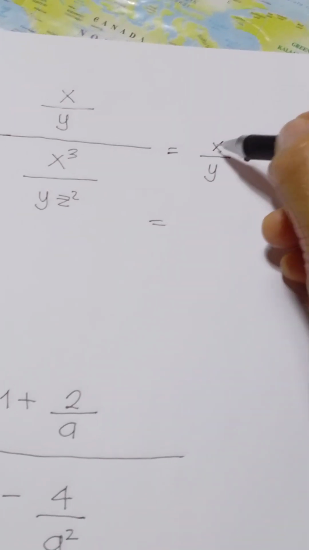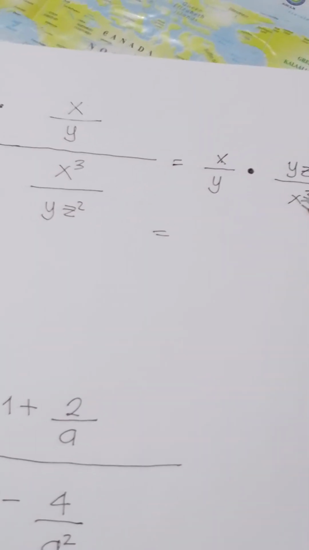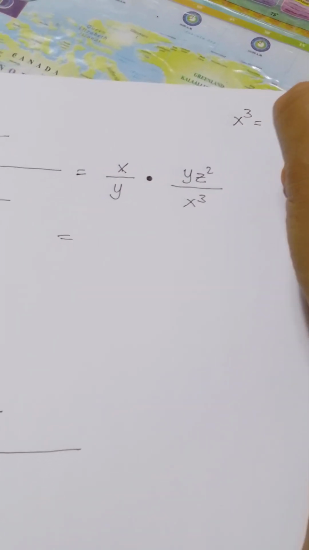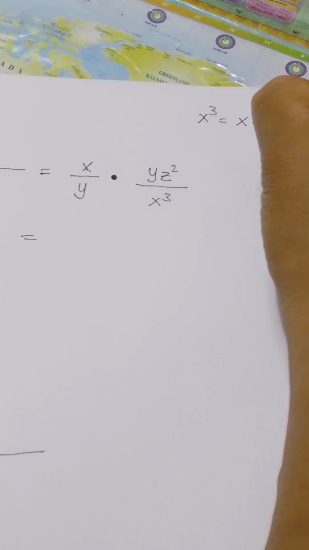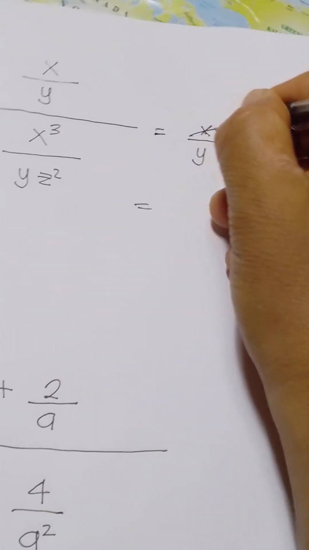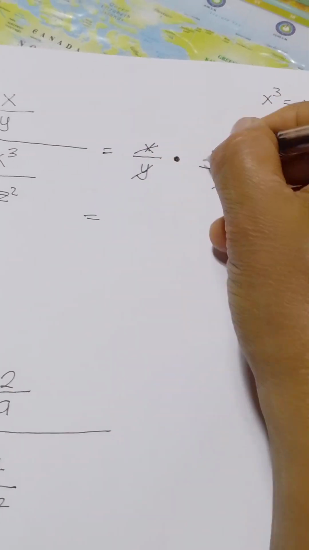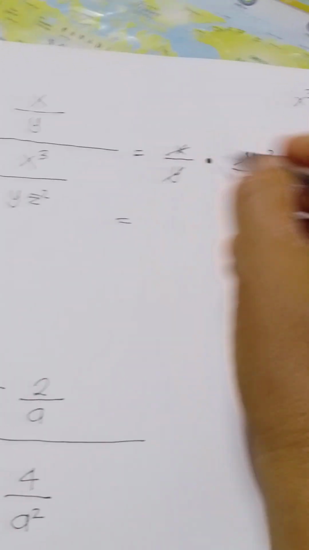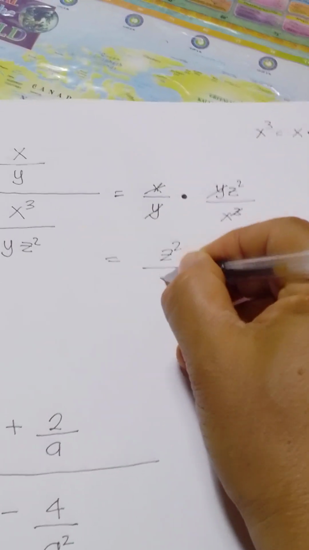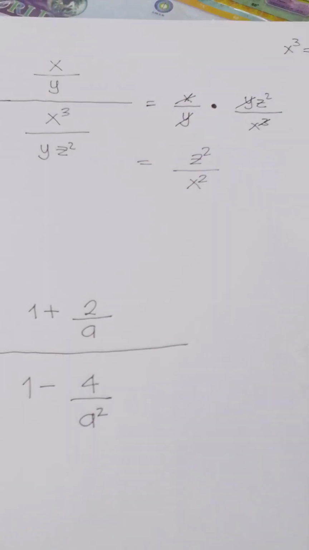Next is this one and x cubed. Since we know that x cubed has x times x times x, three times, I have to cross out one x. And then the y also crosses out. So the one that I left in the numerator is z squared over x squared. So that's the answer for number 1.